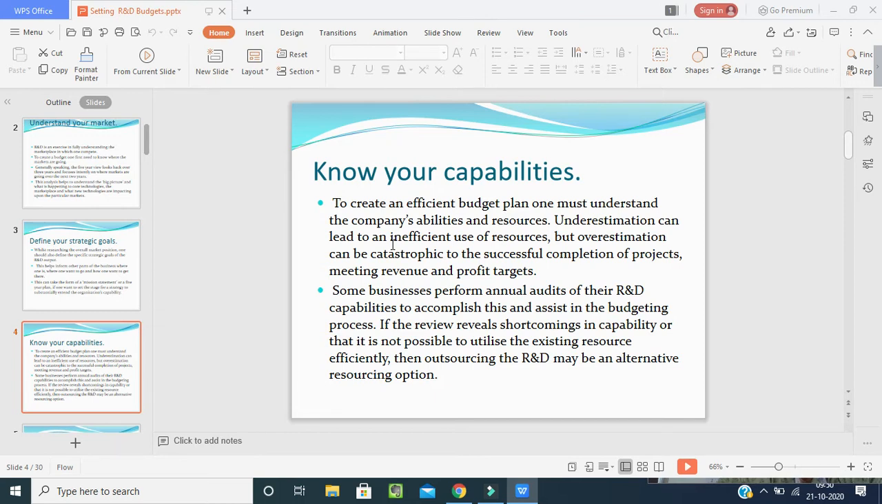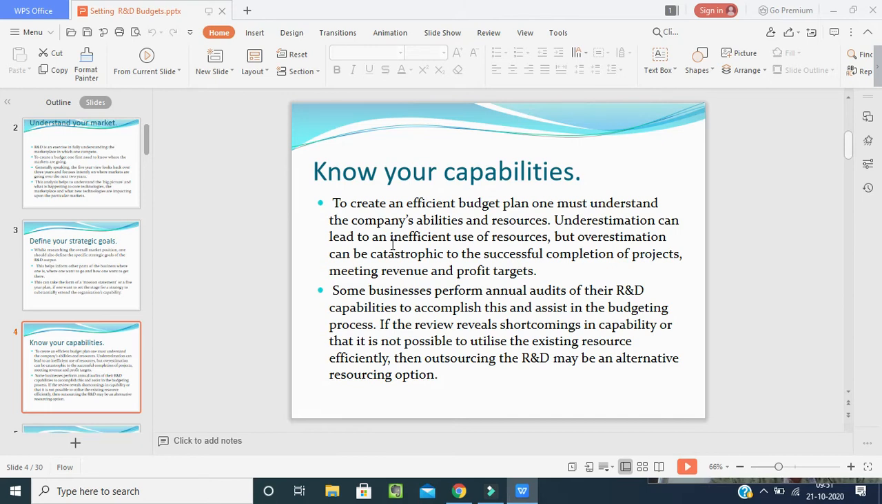That means how we can allocate the resources, what is there within our hands, and underestimation can lead to an inefficient use of resources. There should not be an underestimation. That means we need motivation over there, and we have to come up with the successful completion of the projects, meeting revenue and profit targets. What are the targets we are having? Some businesses perform annual audits of their R&D capabilities to accomplish this and assist in the budgeting process.